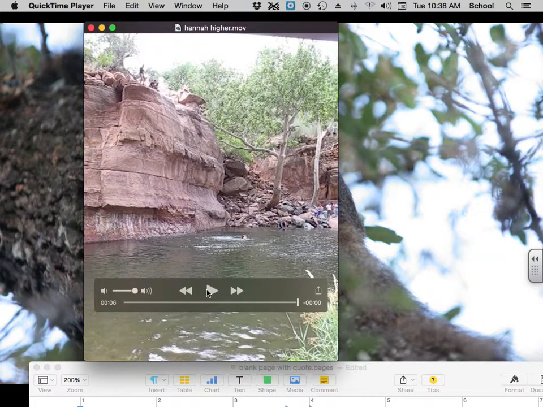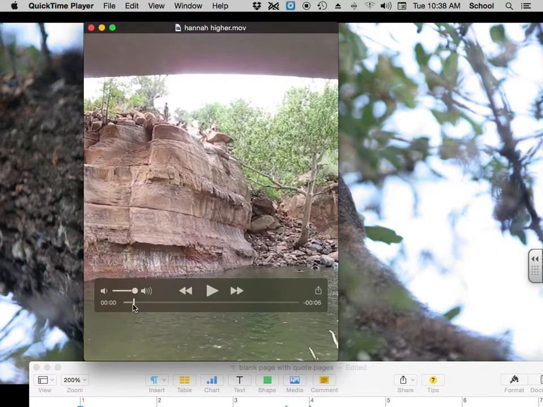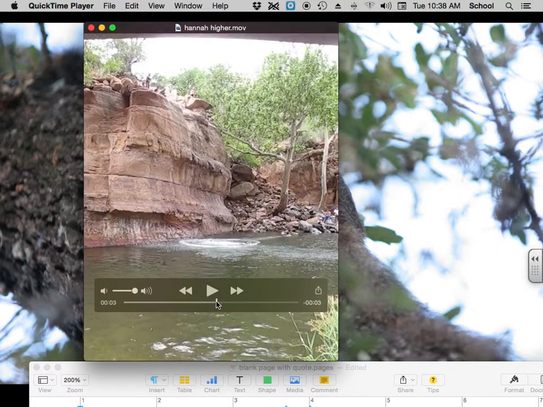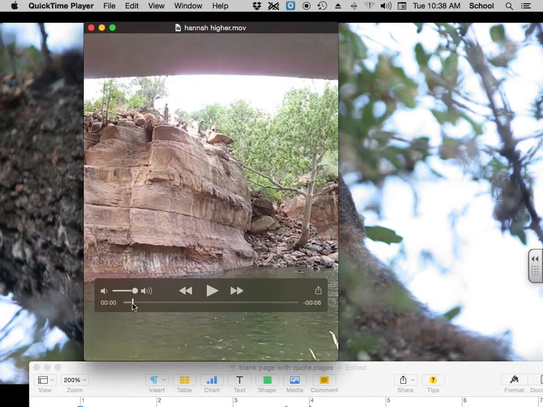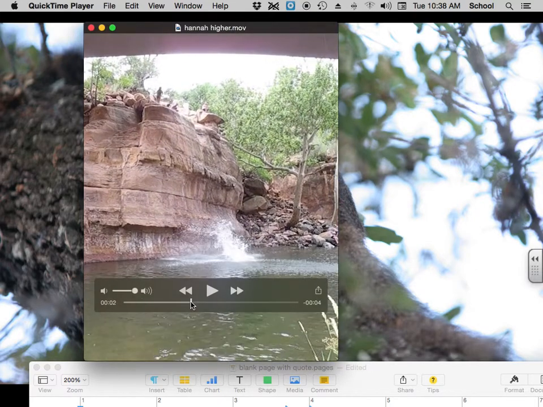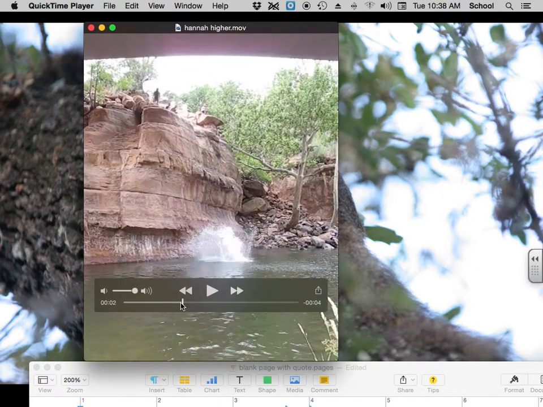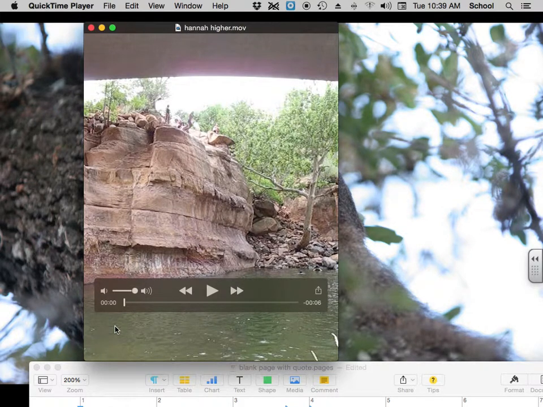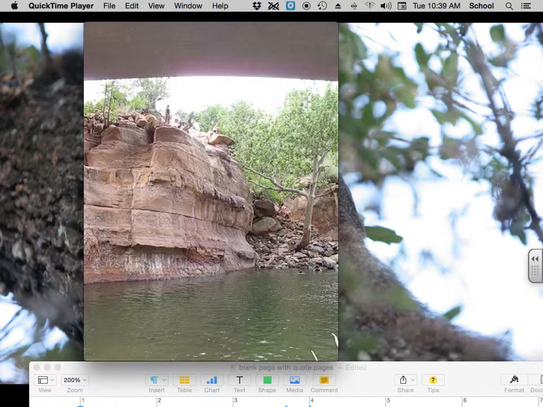Isn't that great? We were at Slide Rock State Park in Arizona, and guess what's at Slide Rock State Park? A slide rock.